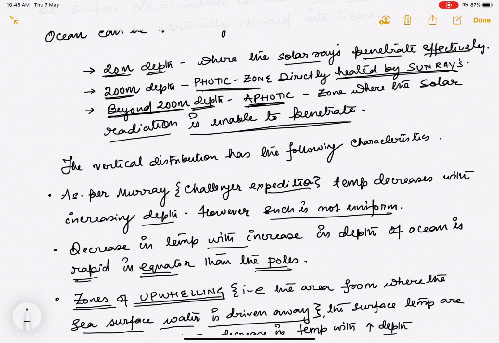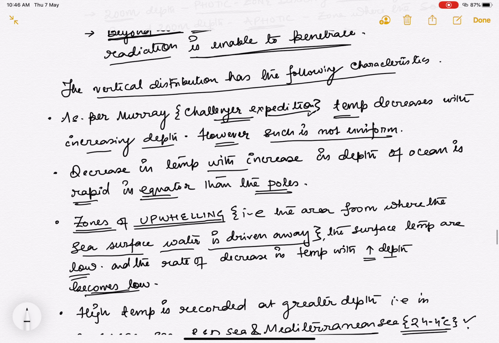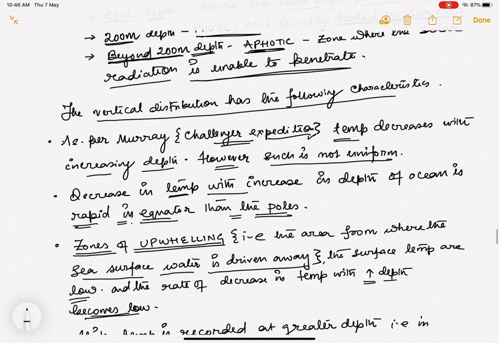Next, the vertical distribution of the ocean temperature has the following characteristics. Number one, as per Murray, a geographer who carried out the Challenger expedition, he found that temperature decreases with increasing depth. However, such a decrease is not uniform. The decrease in temperature with the increase in depth of the ocean is rapid in the equator than at the poles. Why? The question is why?